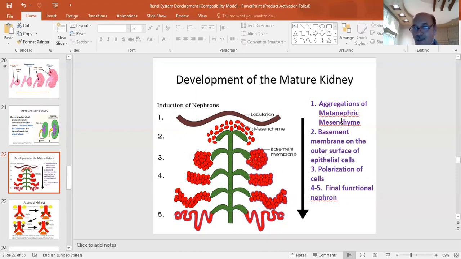They have the potential to give rise to epithelial tissue that line the blood vessels, the connective tissue that is present over there, and the smooth muscle. All those components form the blood vessel. Then it forms the basement membrane and polarization of the cell, and then finally what you call the functional nephron.